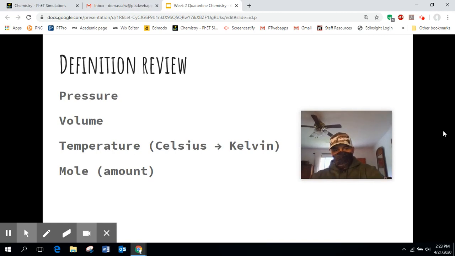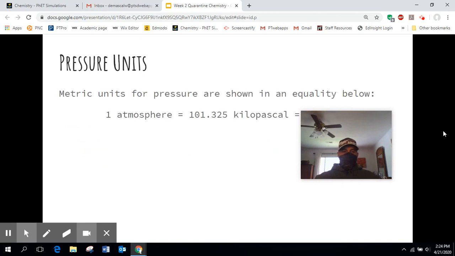Pressure, remember, is the force per unit area. Gas pressure is caused by the gases hitting the container wall. Volume is the three-dimensional space that something takes up. Temperature measures the average kinetic energy of the particles in the sample, so how fast or slow those gas particles are moving around. And mole, that's just the amount. So how many particles do we have?